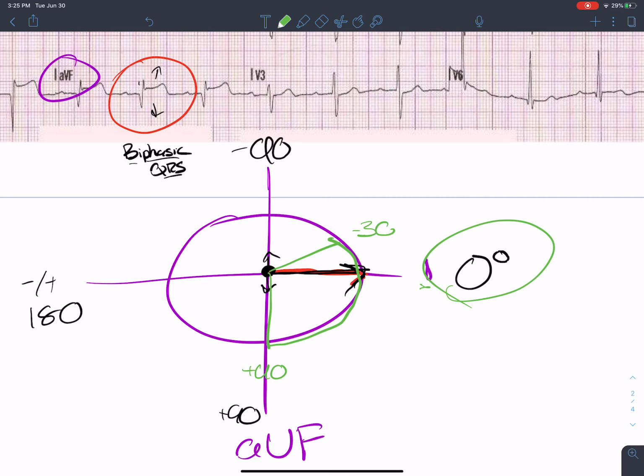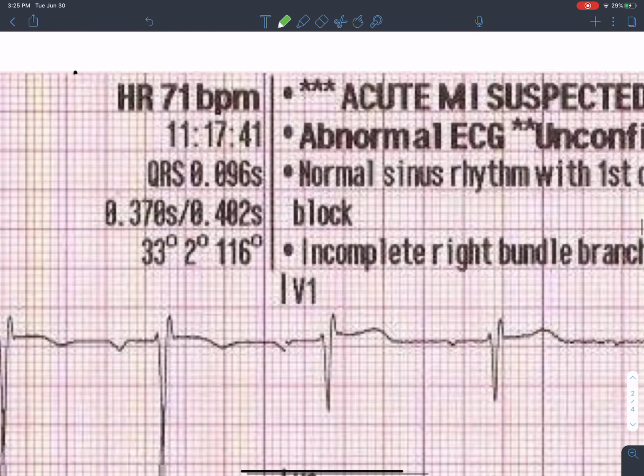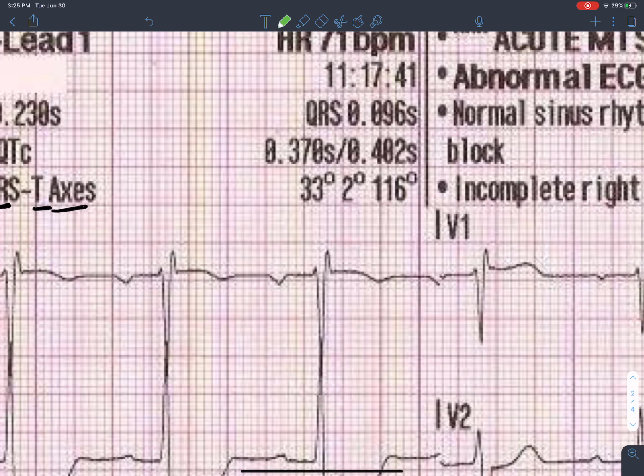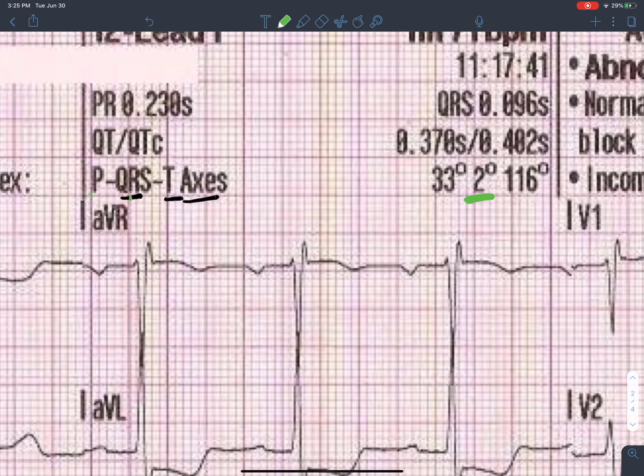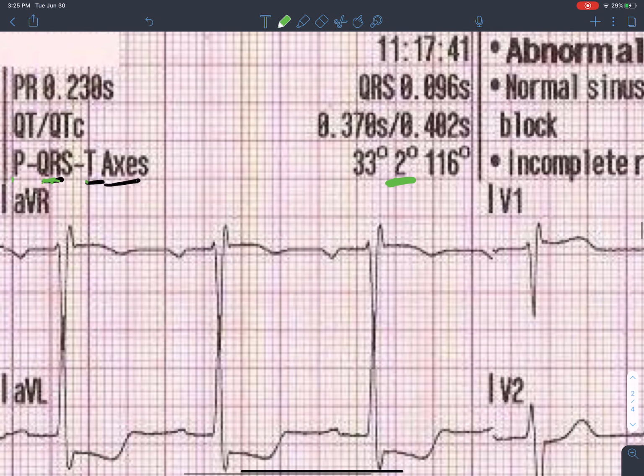Wow, that seems like a lot of work. You're right. Don't do it next time. When you're in practice, just look at that number. It's close enough. You get P, QRS, T. Your P is the net vector of all the P waves and what axis they go on. Your T is the net vector of all the T waves and what axis they go on. And right here in the middle is the net vector of your QRSs and what axis they're on. That's the number you care about. That's the number you write down.